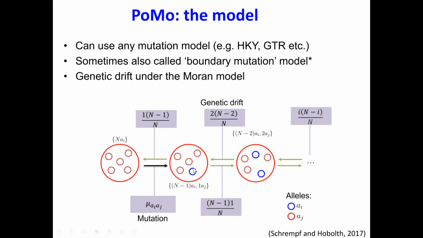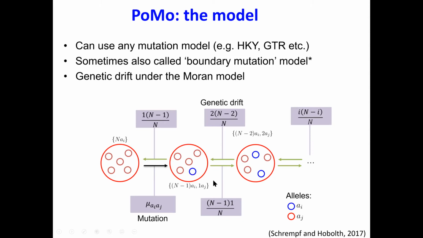So once we have the mutation, we would like to move between the polymorphic states, and we do this by modeling genetic drift with a Moran model, a classical population genetic model. It's a birth-death process. So let's do an example. Here we have the blue allele, just introduced by a mutation.